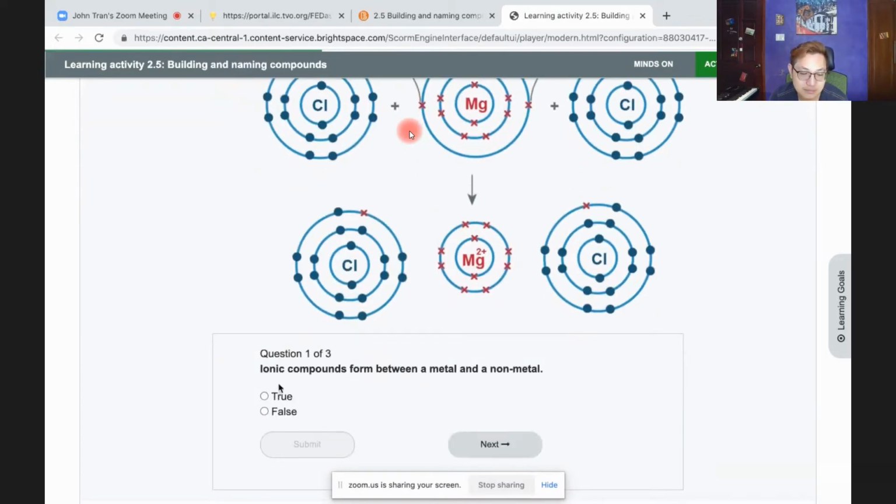Which one of three is an ionic compound formed between a metal and a non-metal? That's true. Submit.